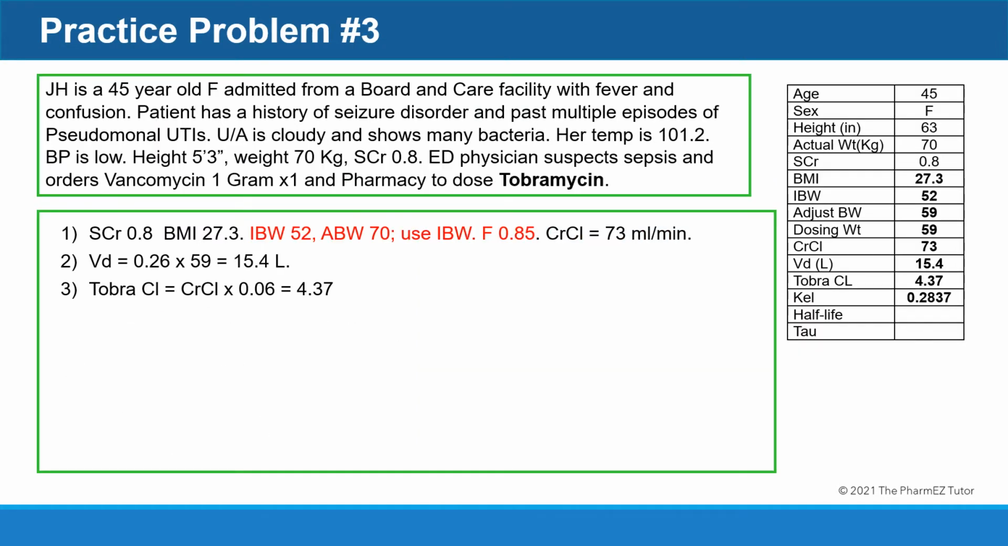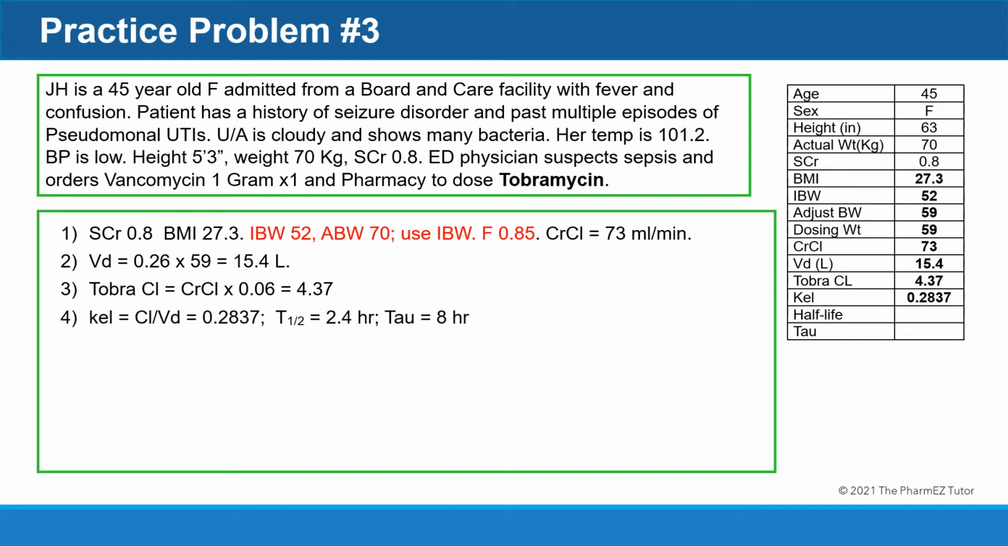The patient has an ideal body weight of 52 kilos, with an actual body weight of 70 kilos, so we use the ideal body weight in the creatinine clearance calculation. We multiply the creatinine clearance by 0.85 since she's female, and it comes out to be 73 mLs per minute. The VD is 15.4 liters, and the tobramycin clearance is 4.37.